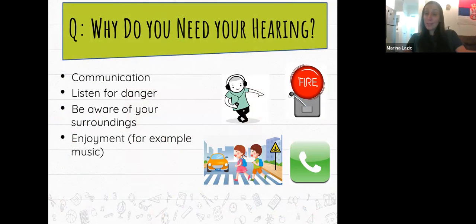So this is hearing for enjoyment. But what about other reasons for the importance of hearing? You can give them an example. Imagine you lost your sense of hearing and you are in a building and there is a fire and a fire alarm, but you can't hear it because unfortunately you lost your sense of hearing, and you can't escape. So it's important to protect our sense of hearing because that helps us to identify danger. We become aware of our surroundings.